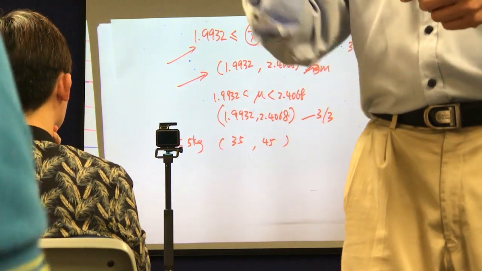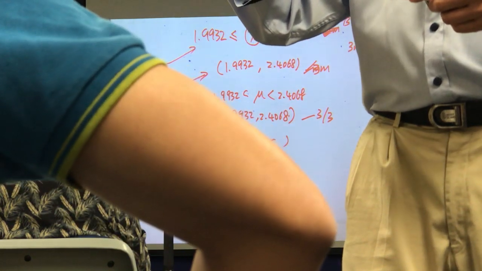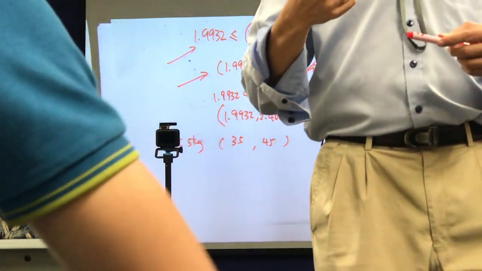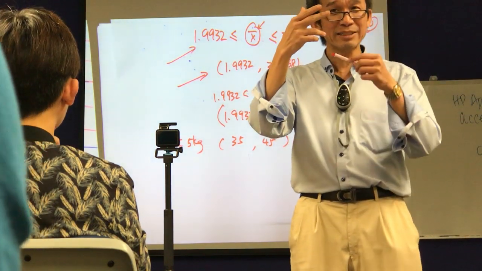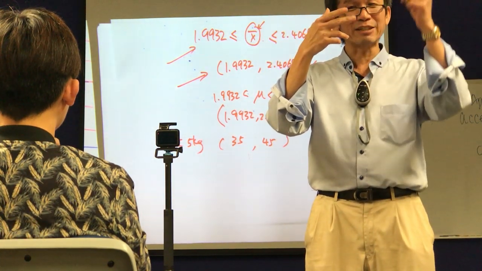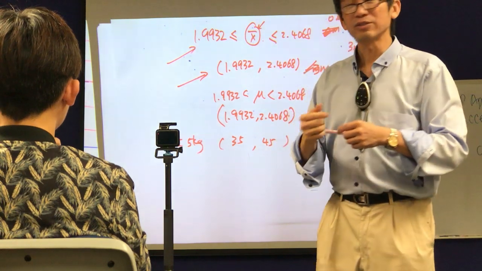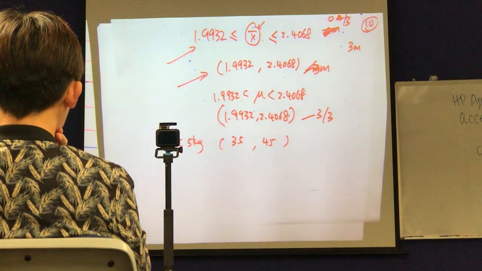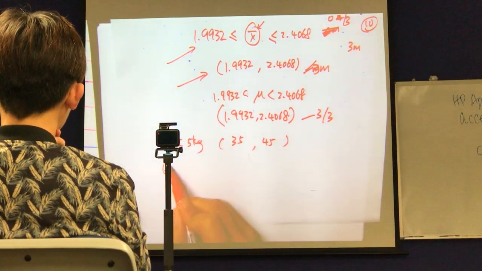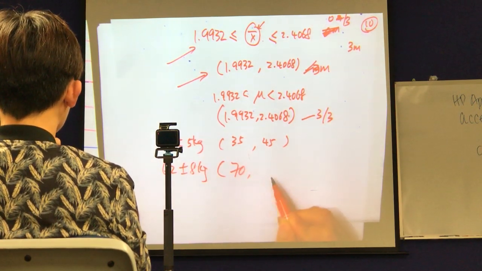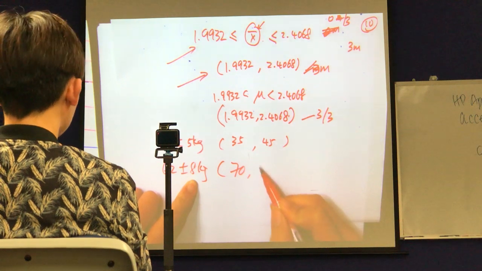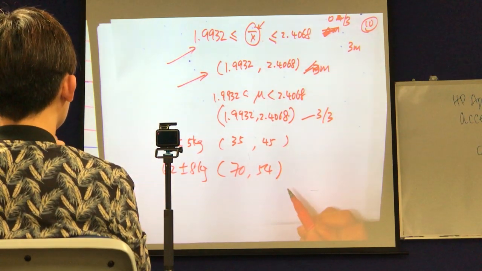62 plus minus 8. What comes to your mind first? 70. 62 plus minus 8. Are most of us comfortable with 62 minus 8 or 62 plus 8 first? Plus 8. So oftentimes we have this kind of thing here. 62 plus minus 8 kg. People write 70 here and start thinking 62 minus this one is 54. Does that make sense?